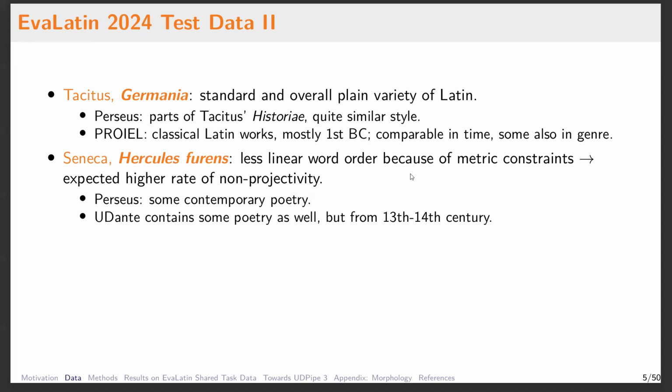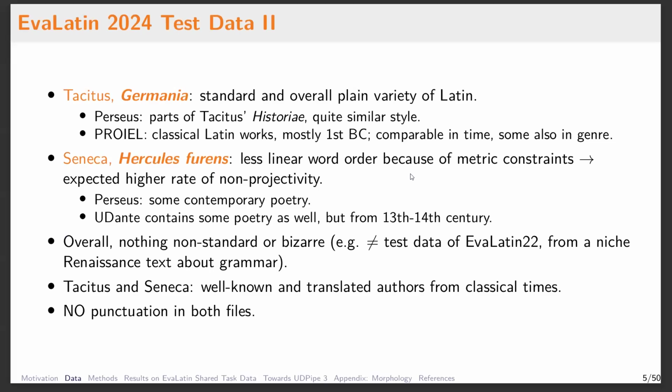On the other hand, with the tragedy, things are a bit more complicated because, since it's a tragedy, the author had to obey metric constraints. So this means that the word order is somehow artificial. And this also means that since it's less linear, the sentence structure is way less projective. In the Latin treebanks in UD, we have some poetry, but less comparable than what we had for prose.